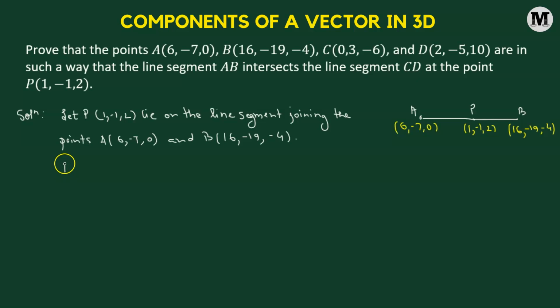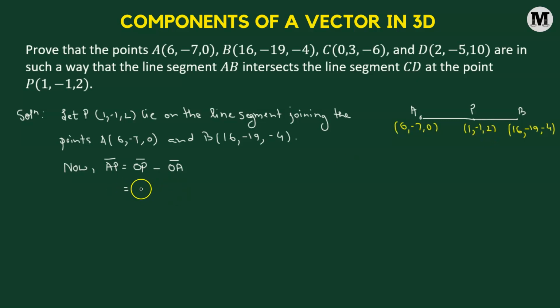Now, the AP vector. In terms of the position vector, AP vector can be defined as: take the position vector of the endpoint of the vector. So that's OP vector, where O is the origin, minus OA vector. The OA vector is going to be the position vector of the initial point. Now here we have the point P with coordinates 1, -1, and 2. Now we can convert it to a position vector.